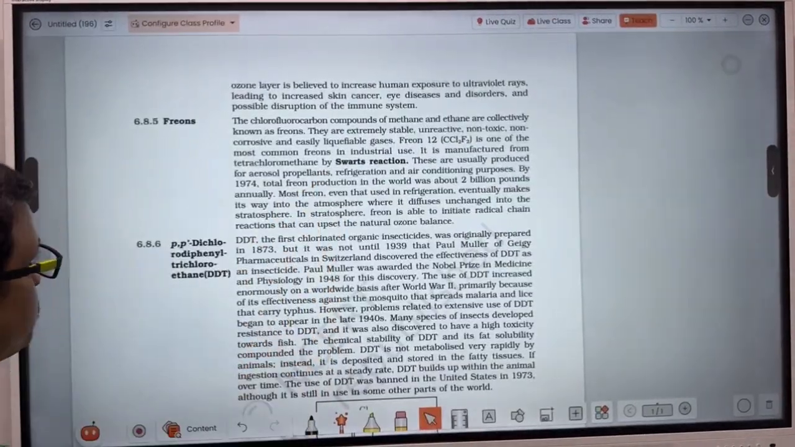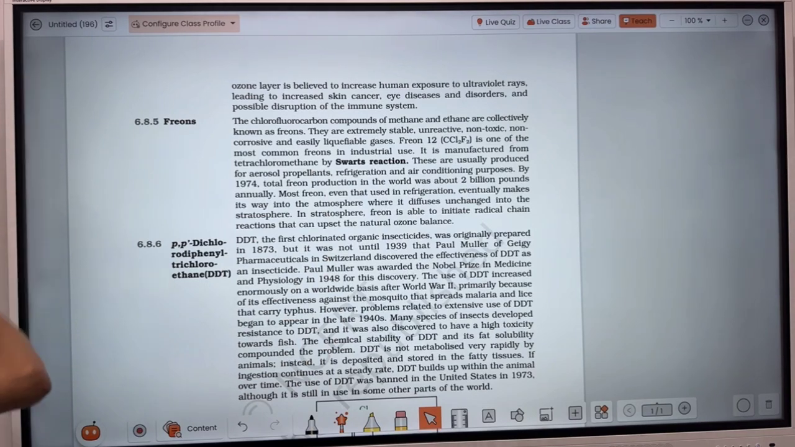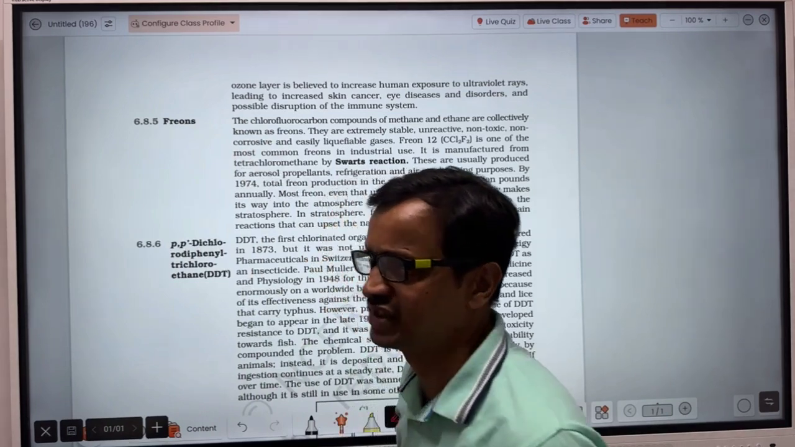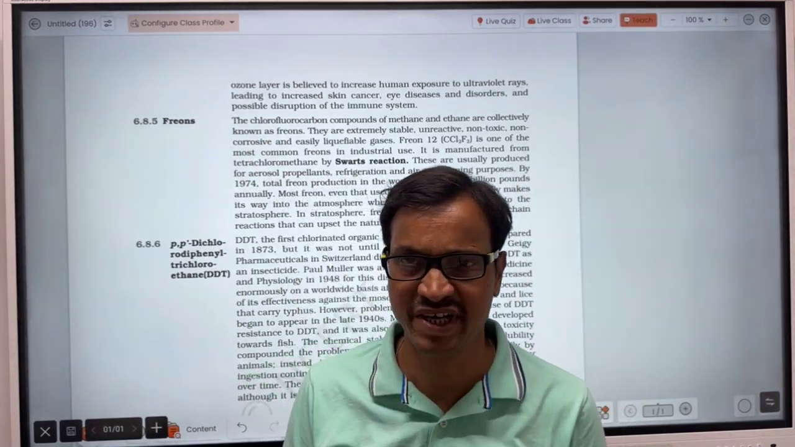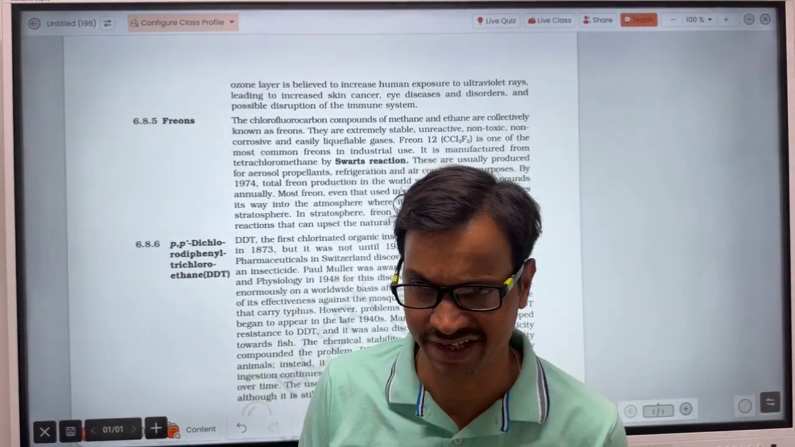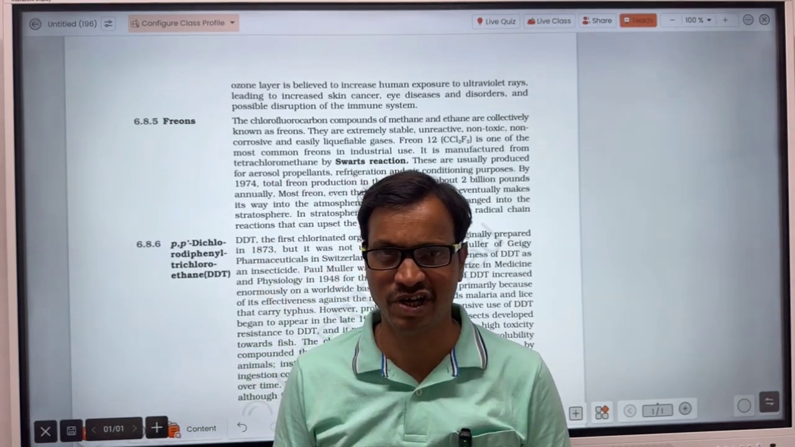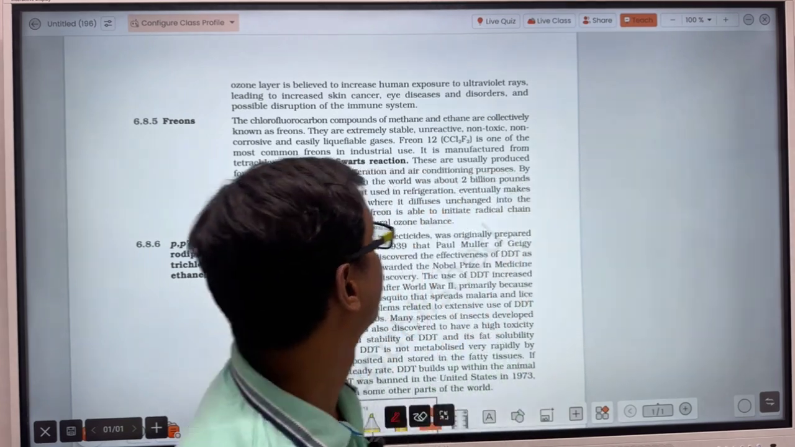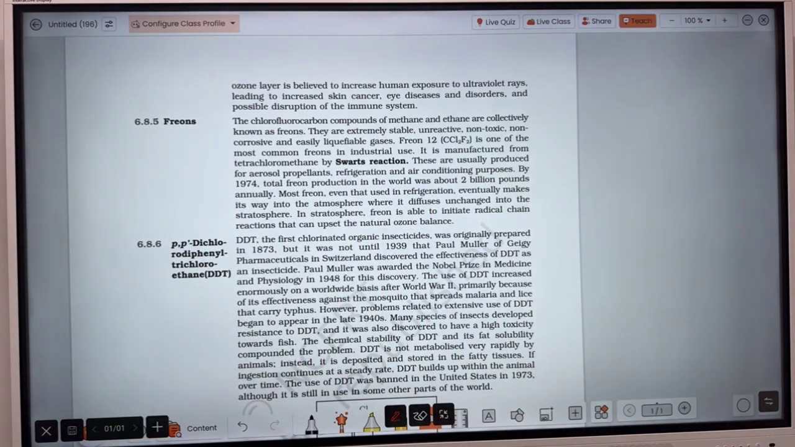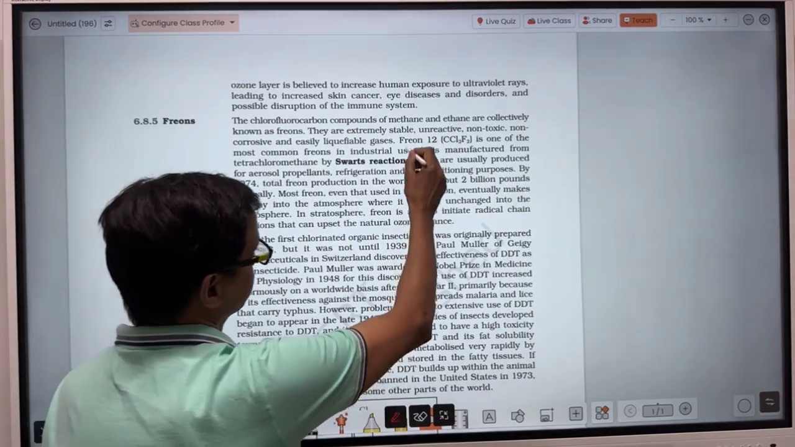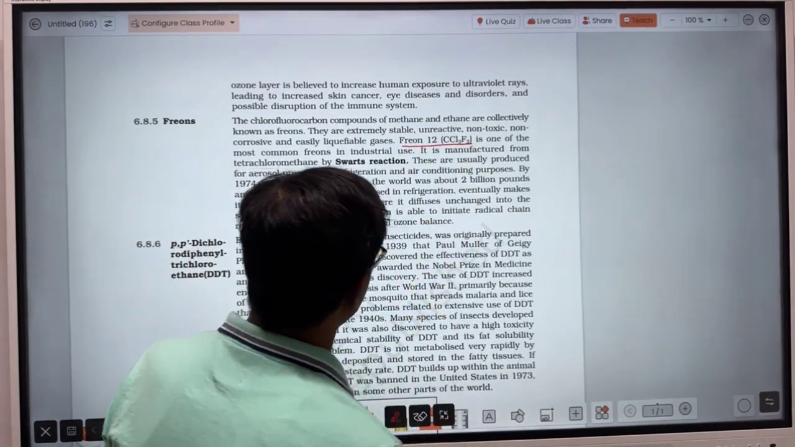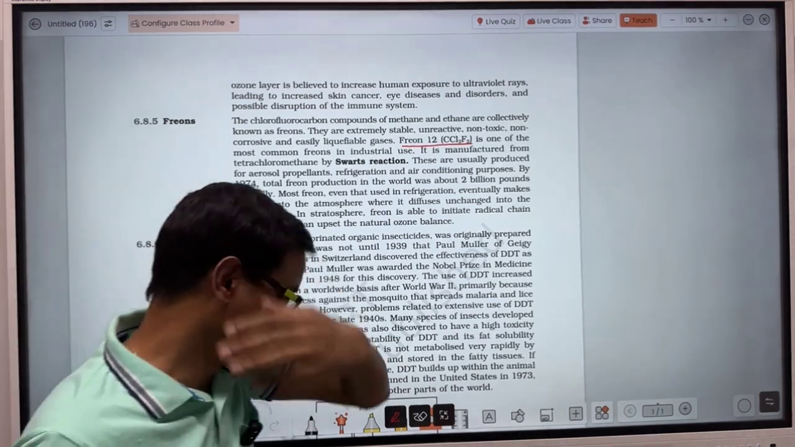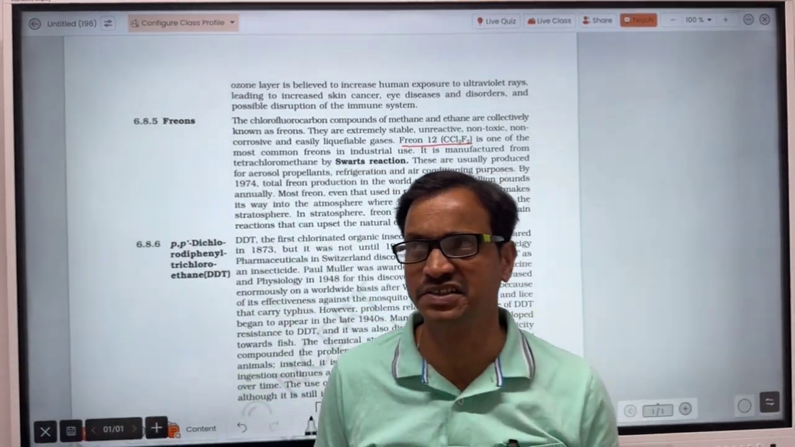Then after is freon, CF2Cl2. About CF2Cl2, questions have been asked a number of times. Not only in IIT Main or Advanced, this question was also asked in the civil services examination. Freon 12, CF2Cl2, is used as a coolant in the refrigerator and the air conditioner.